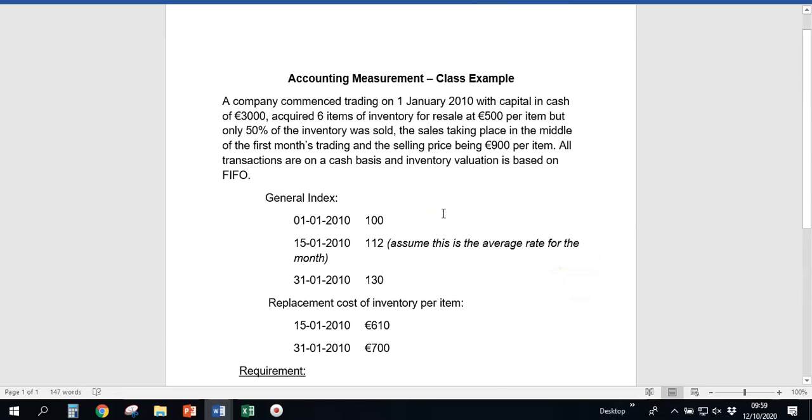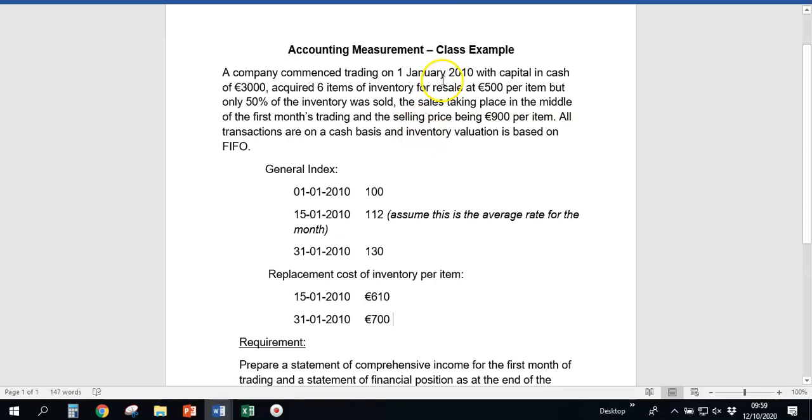So what we're told in this example is a company commenced trading in 2010 with €3,000 capital. It acquired 6 items of inventory, so it spent all its capital, €500 each, but only sold 3 of them. So 50% of inventory was still there at the month end. And they sold them for €900 per item. So the sales for the period will be 3 items at 900, which is 2,700, and all transactions are on a cash basis.